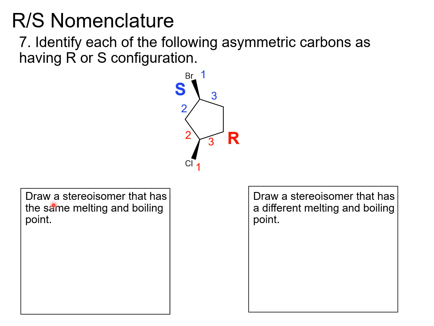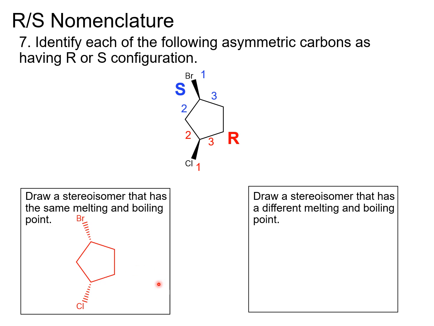Now for the bottom part, what I'm asking here, draw a stereoisomer that has the same melting and boiling point. What you needed to know here was that enantiomers have the same melting and boiling point, same physical properties. So what I'd want to see here is the mirror image of this structure, which you can easily draw by switching the hydrogen and the bromine here, and the hydrogen and the chlorine here. So we can put both of those on a dash. Now that would make this one R where the bromine is, and this one where the chlorine is S.